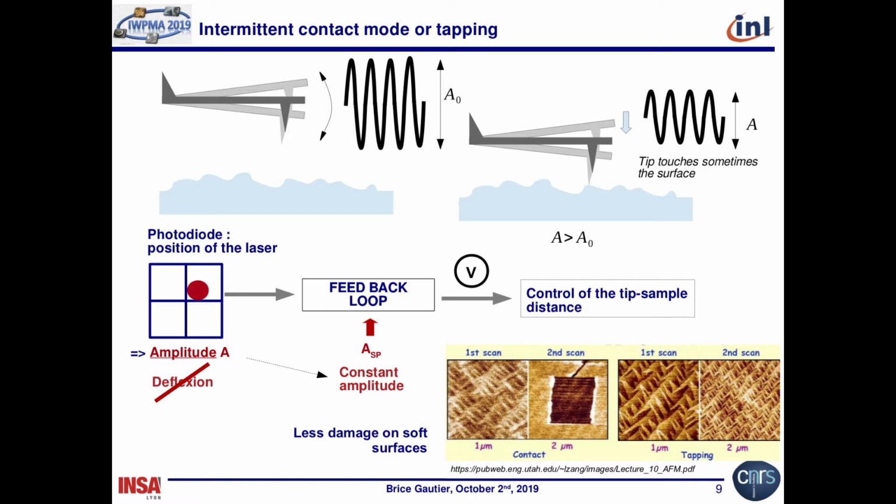And then you can scan the surface without damaging the surface as you would do in contact mode. So most of the time for the topography, people prefer to use tapping mode if the surface is fragile. In any other case, please use the contact mode because the resolution is better.